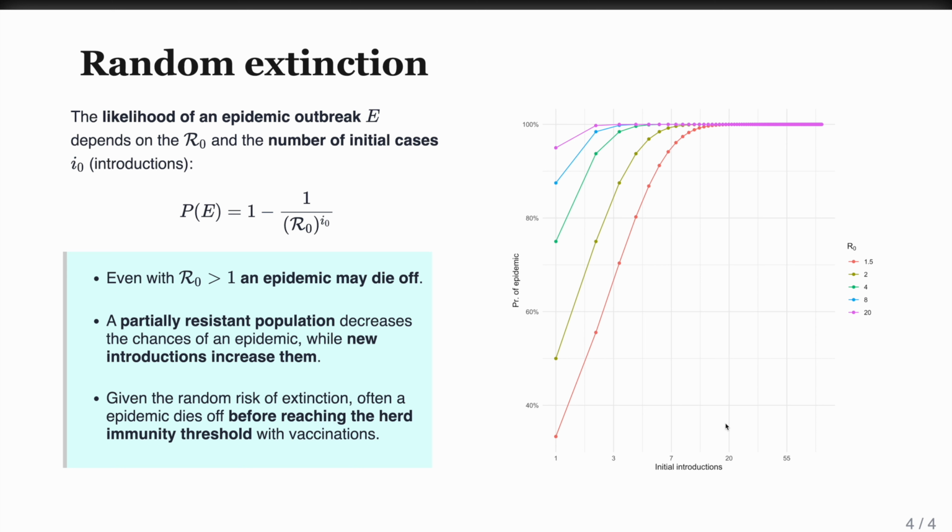Even if we have such a low R naught, with a high initial number of infectious cases the probability of having an outbreak is still very high. But if we have an extremely high R naught of 20, which is something hardly seen in nature, and we have just one case at the beginning, still we don't have a 100% probability to observe an outbreak. So summing up, even with R naught above 1, the epidemic may die off. If R naught is below 1, then the epidemic dies off with 100% certainty.